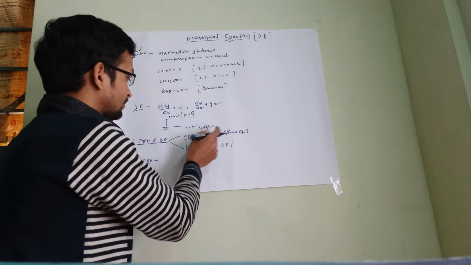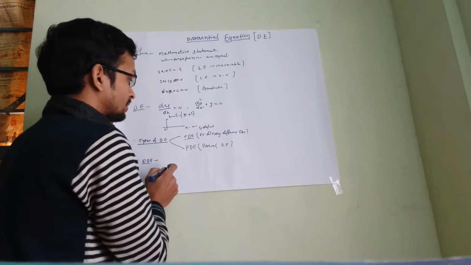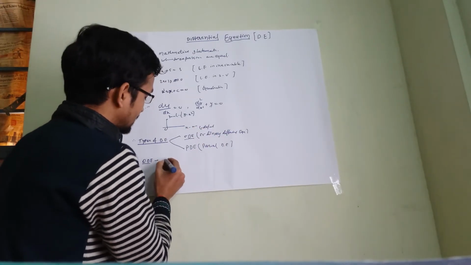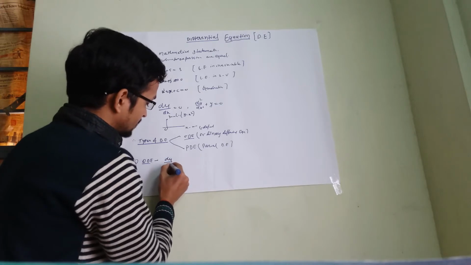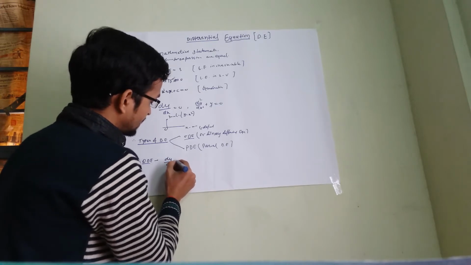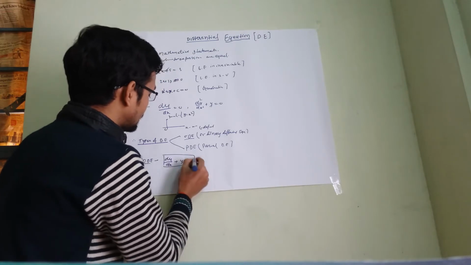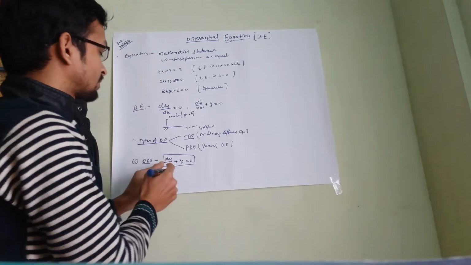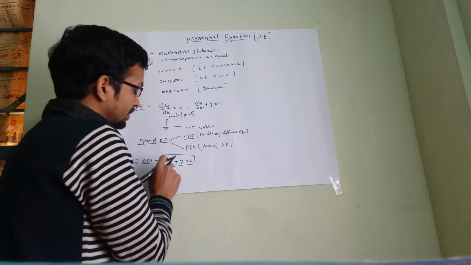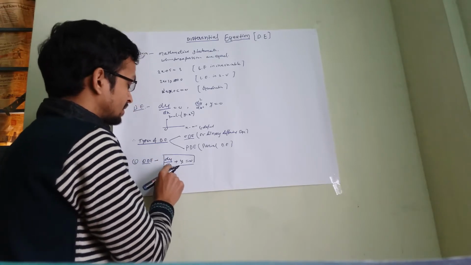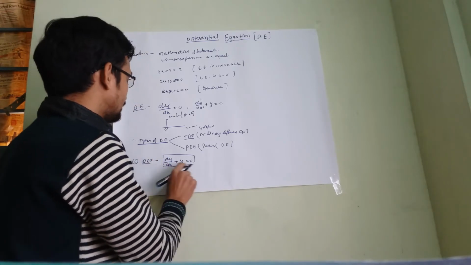Let's see firstly the ordinary differential equation with an example: dy by dx plus y is equal to 0. Here y is the dependent variable with respect to only x, the independent variable. So this is an ODE.